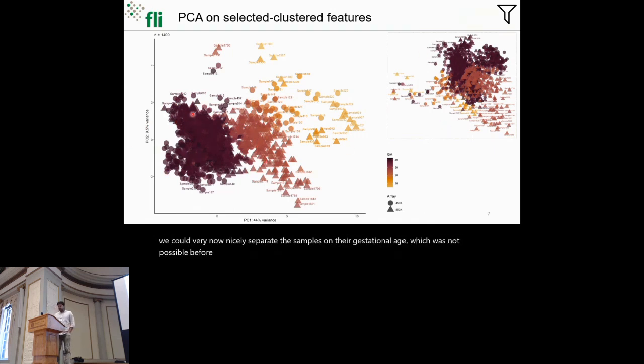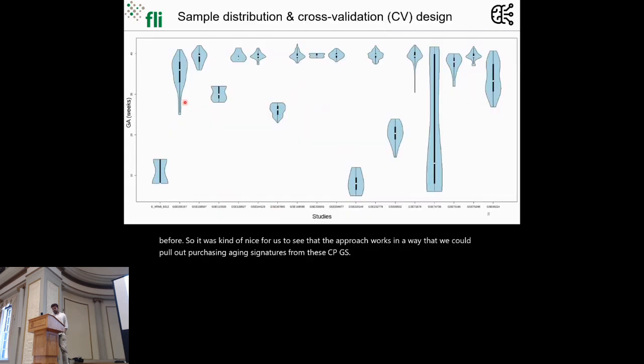So it was nice for us to see that the approach works in a way that we could pull out the gestational aging signatures from these CpGs in a better way. Next, to test our modeling approach, we wanted to see how the data was distributed.